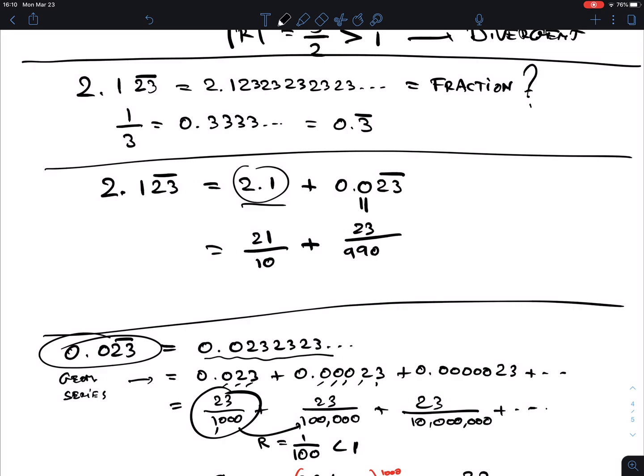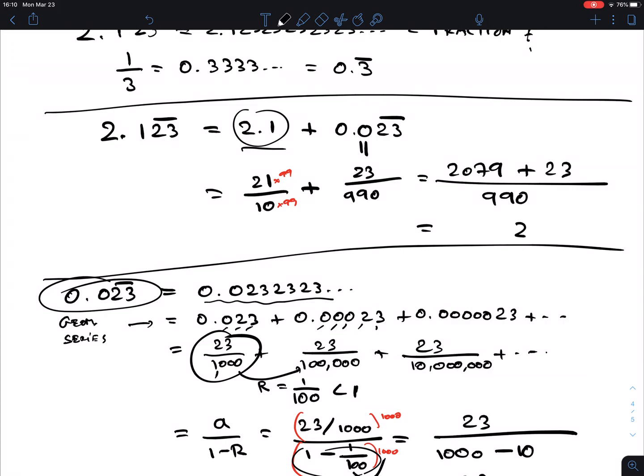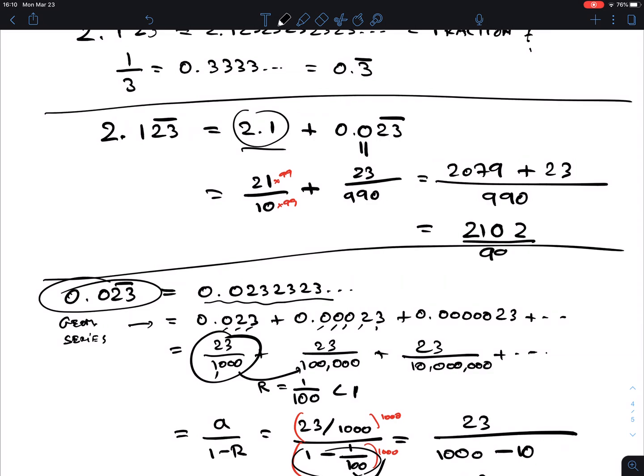And again, I can put this on common denominator. This time I have to multiply this with 99. That's going to be my common denominator, right? 990. I hope you see this, okay? And so the question now is, okay, 21 times 99. Let's work it out with the calculator. That happens to be 2079. We have the 23 here, and in the bottom we have 990. So if I put this on a common denominator and work it out, I get 2102 over 990.